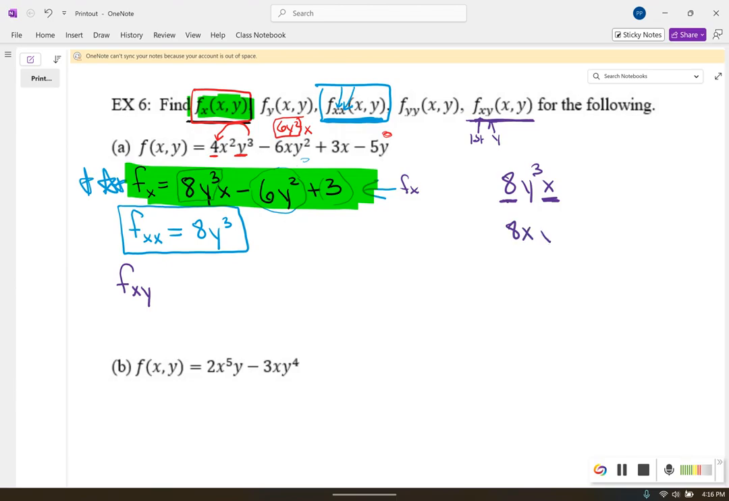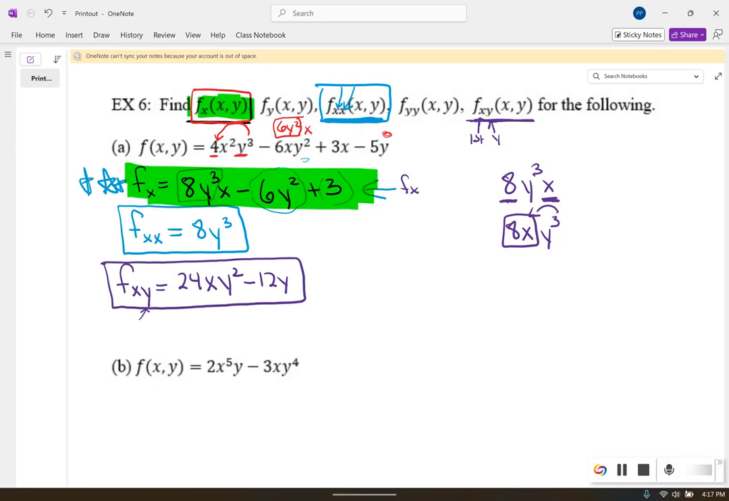If you want to put your constants in front, then you have just this big constant number times y to the third. Derivative is going to be 3 times that constant, y to the second. Okay. Still, with respect to y, derivative of negative 6y squared is negative 12y to the 1, and the derivative of 3 is 0. So this is our f sub xy. All right, now hang with me. We're going to look at that again.